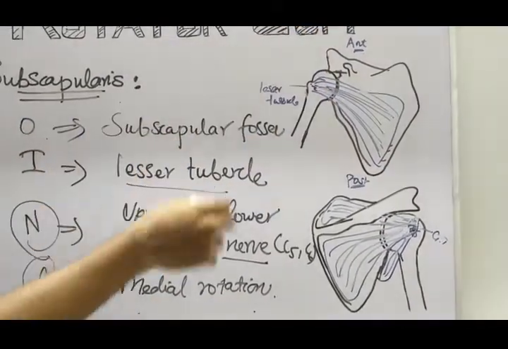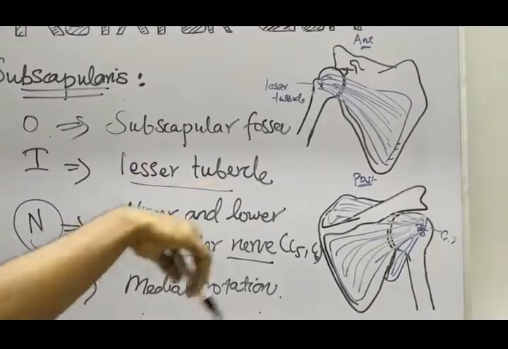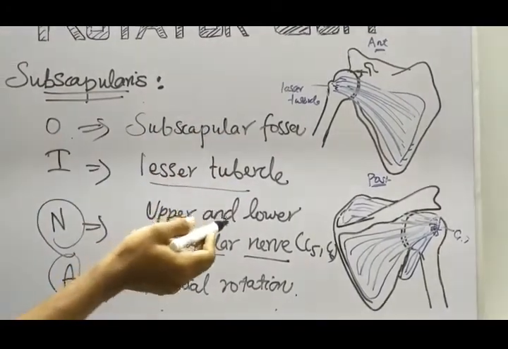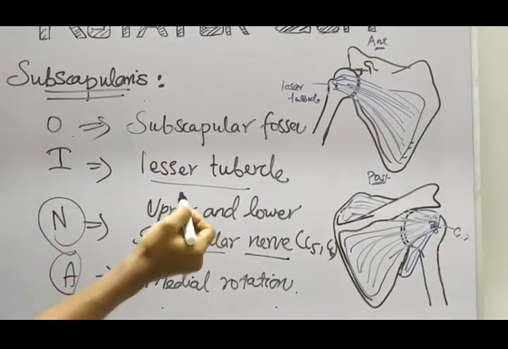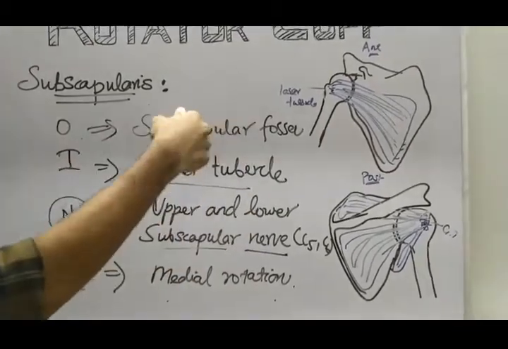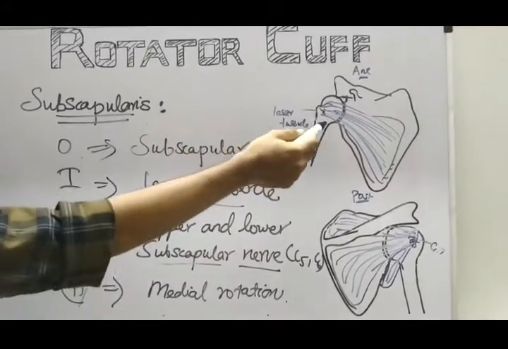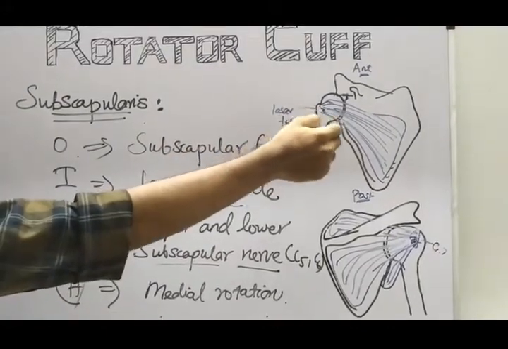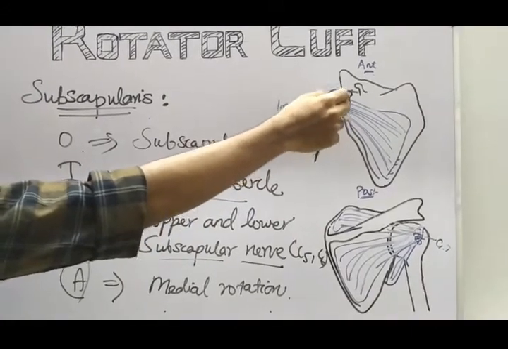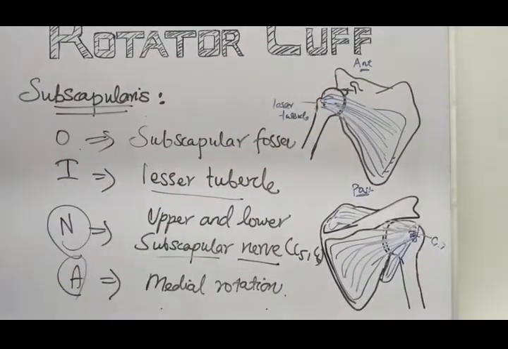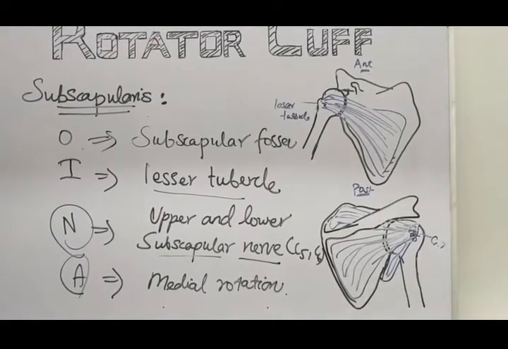So all these four muscles together form the rotator cuff, and the main function of these four muscles is to stabilize the joint by giving strength to the shoulder joint. That is, these muscles help the humeral head to be held in the glenoid fossa, which is too small compared to the head.